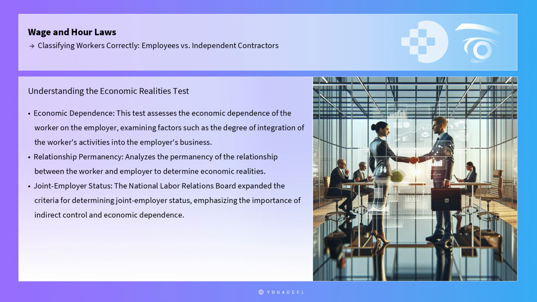An example illustrating this is the case of Browning Ferris Industries of California, Inc., where the National Labor Relations Board expanded the criteria for determining joint employer status, emphasizing the importance of indirect control and economic dependence.